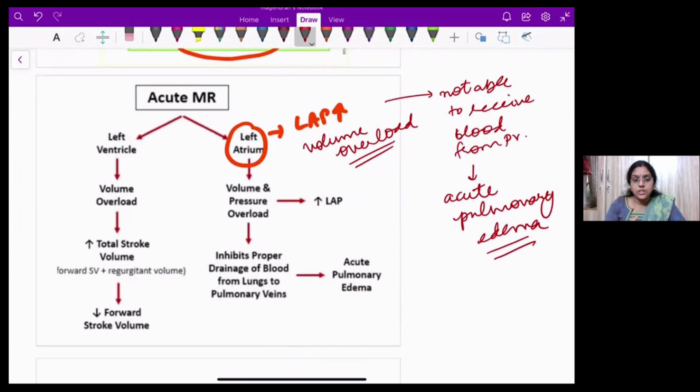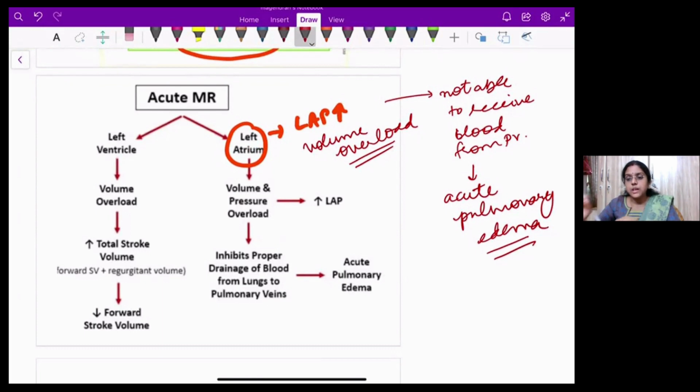What happens in another condition? When the volume increases, the left ventricle becomes volume overloaded. The left ventricle is hugely volume overloaded, so the stroke volume will increase. But when the heart is trying to pump out the blood, the blood going into the aorta, that is the forward stroke volume, will be much less than what goes back into the atrium as regurgitation. Okay, so that is what will happen.